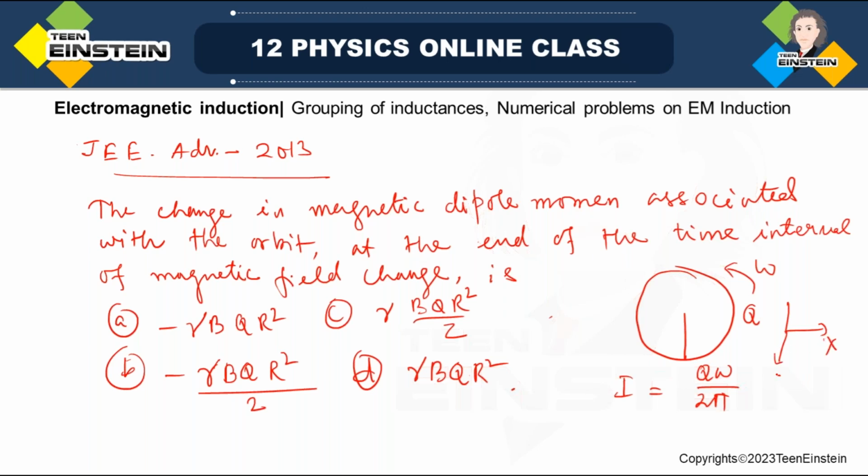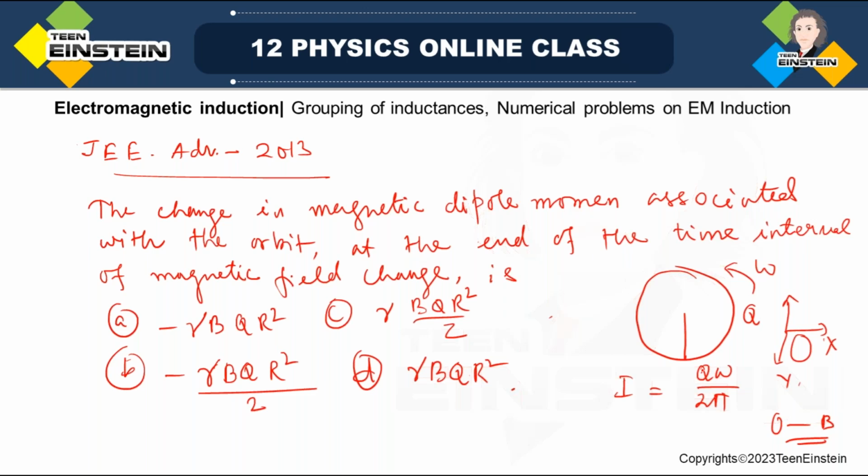This is x, suppose this is y, the xy plane. Now the magnetic field is placed in the positive z direction, and B changes from 0 to B in a second. That is how there is a change in the magnetic field. Assume that the radius of the orbit remains constant.